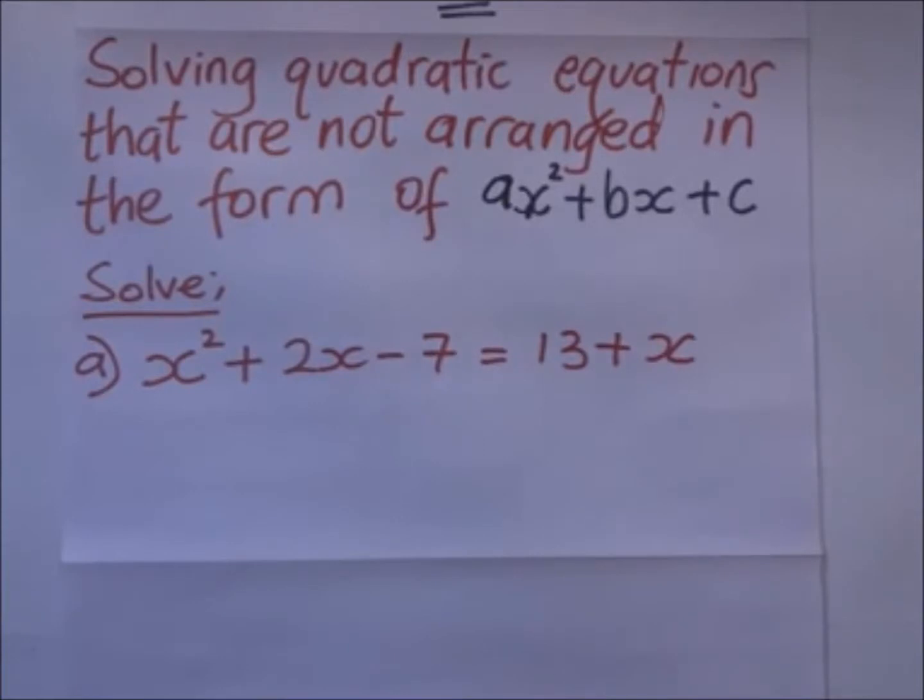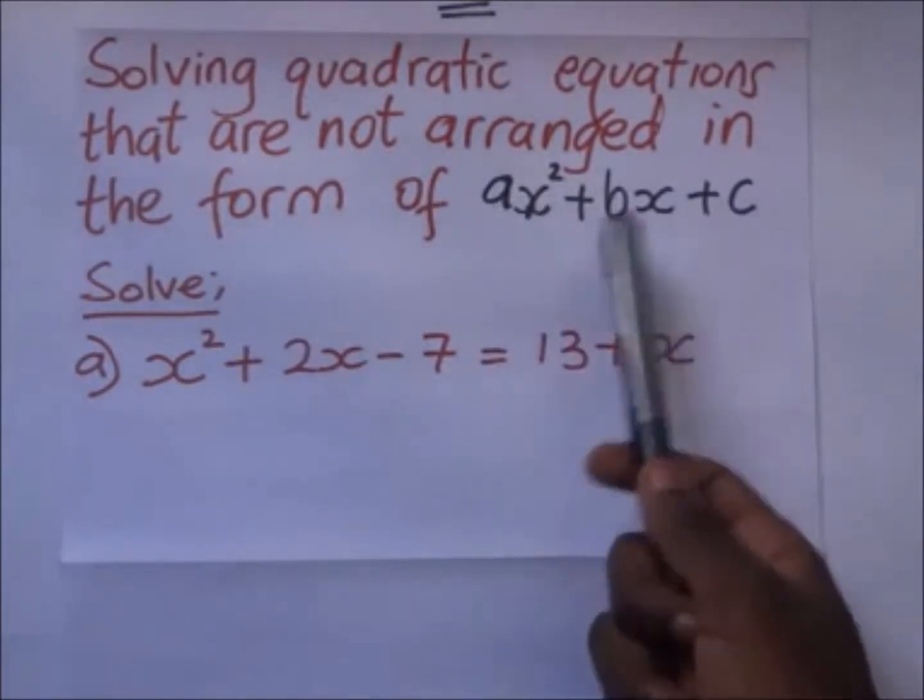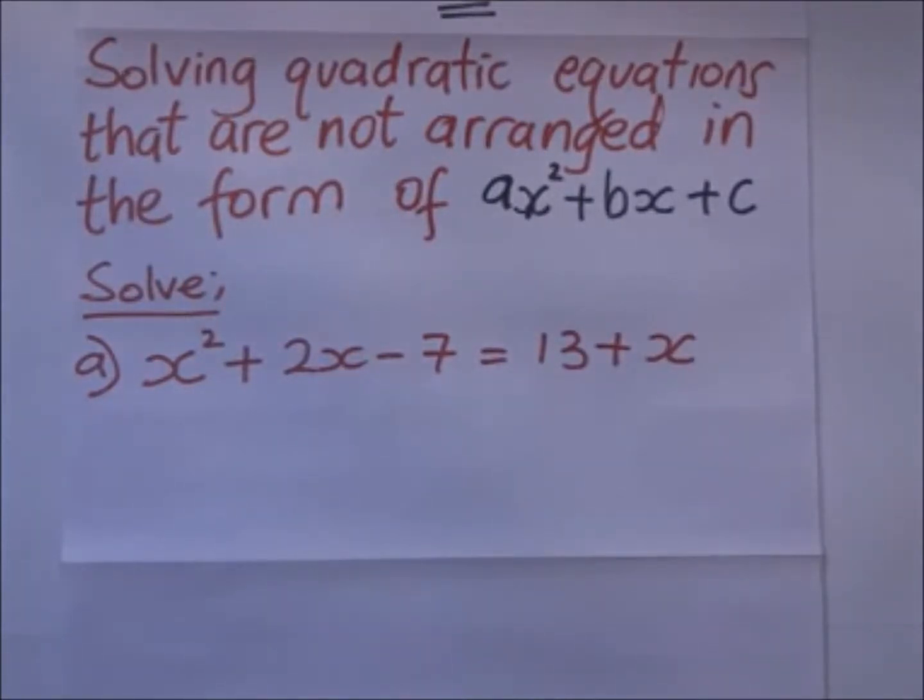Sometimes you'll be required to find quadratic equations to solve for the values of x or the unknown in a quadratic equation, but they won't be arranged in the way you know it, that ax squared plus bx plus c. In this video, we're going to look at how we solve quadratic equations that are not arranged in that form. The form I'm talking about is the standard form of a quadratic equation, which is ax squared plus bx plus c. We shall illustrate this with a few examples.